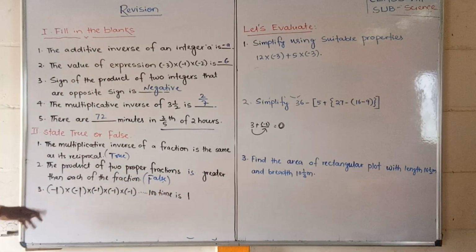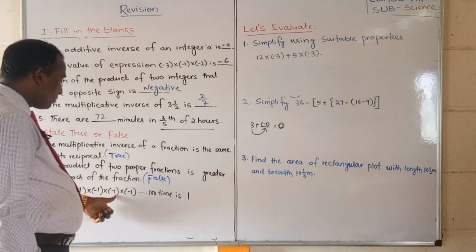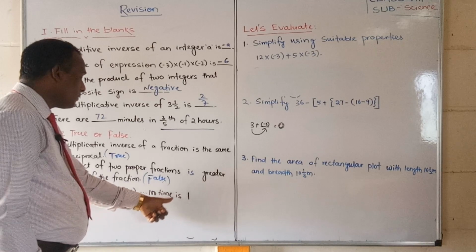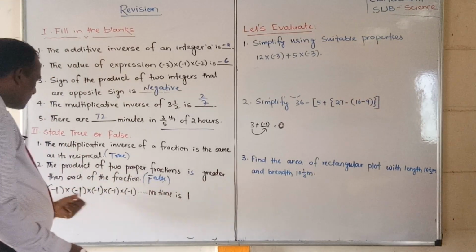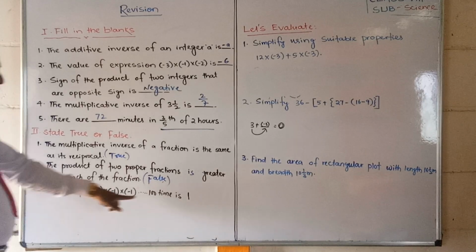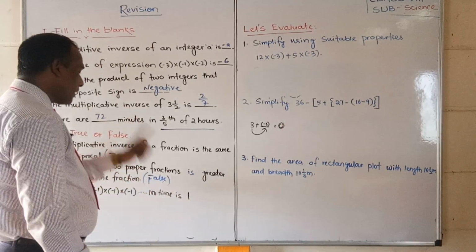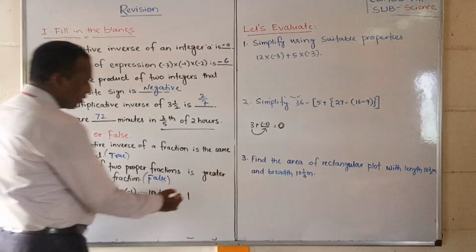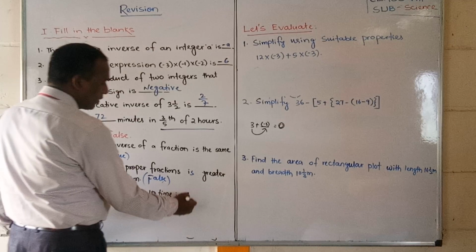Okay. Third question, students. Minus 1 into minus 1 into minus 1, 100 times, is what? So look here, students. First check how many negative signs you are multiplying. 100 negative signs. 100 is an even number. So the answer will come positive. This is 1, and multiplying 1 by any number we get 1. So it is 1.